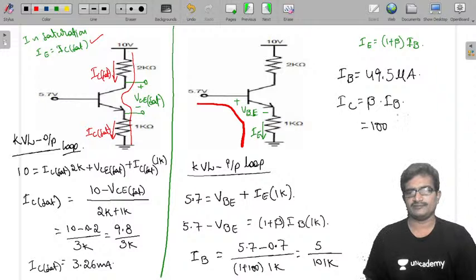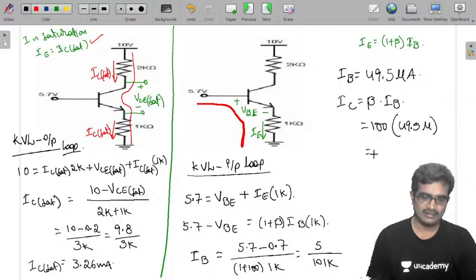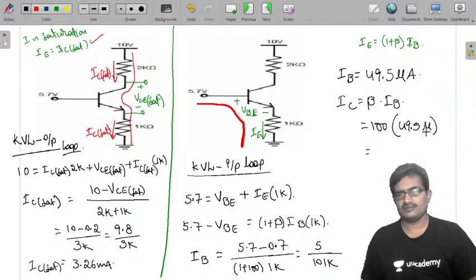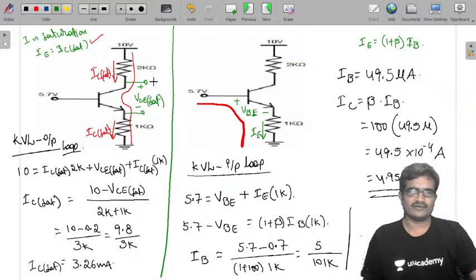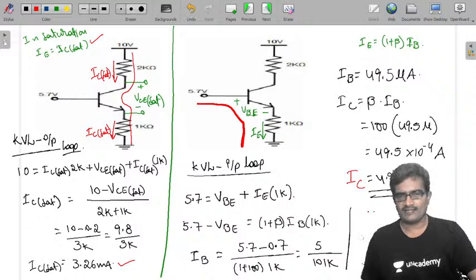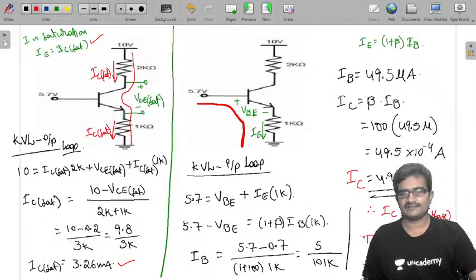Now IC is beta times IB. So beta is 100 into 49.5 micro, so it is 49.5 into 10 power minus 4 amperes. That is 4.95 milliamperes, IC. So from this we can conclude, see carefully, this is our IC and this is IC maximum. IC is greater than IC maximum. So once IC is greater than IC maximum, the transistor is in saturation region. That's it.